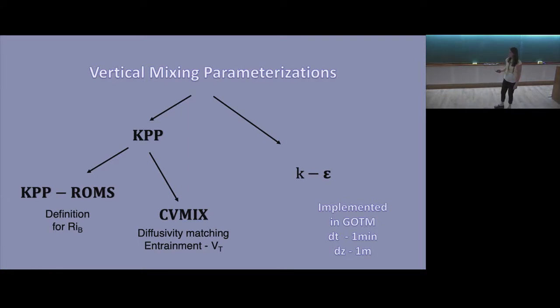And then we're also going to look at CVMix. CVMix is the new generation of KPP models that is based on KPP, but it has more sophisticated mixing and entrainment velocity that is intended to increase the model fidelity in our forecasting and general circulation models.